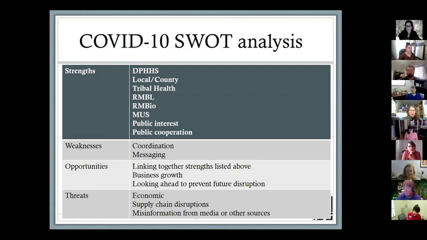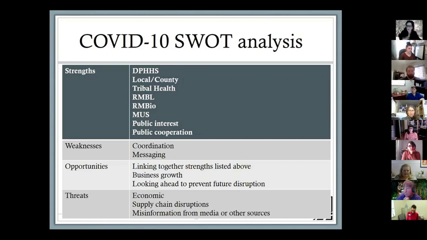There are lots of weaknesses that I'm sure I don't have to point out to this group, but chief among them are coordination and messaging. But there are opportunities like linking together the strengths listed above, business growth for local businesses that have engaged in different ways with the COVID testing, development of a COVID testing capacity in our community. Now we're phasing obviously into the COVID vaccination phase.